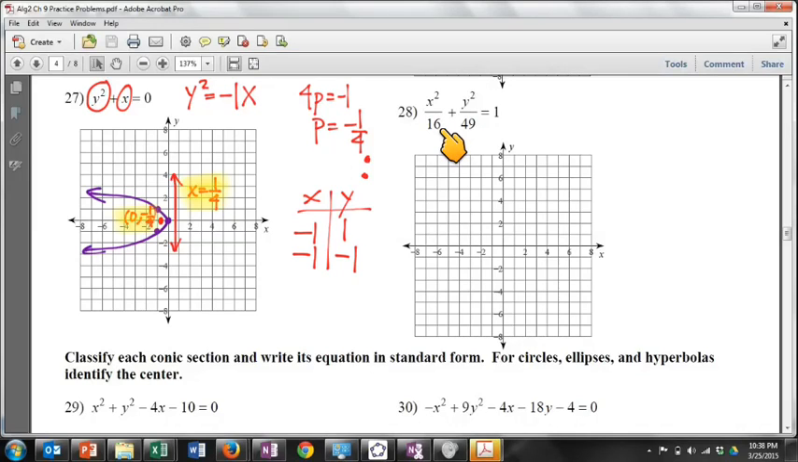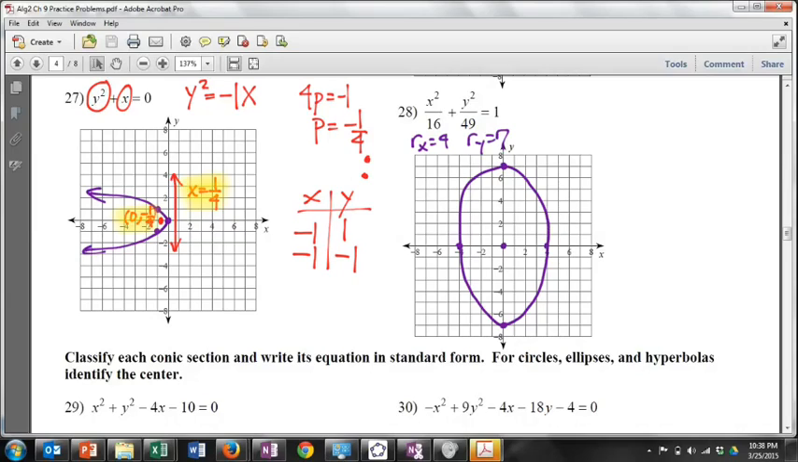28. This is an ellipse centered at the origin. So let's draw the center point. Rx is equal to 4. Ry is equal to 7. So I'm going to plot out those points, and I'm going to kind of sketch that around.